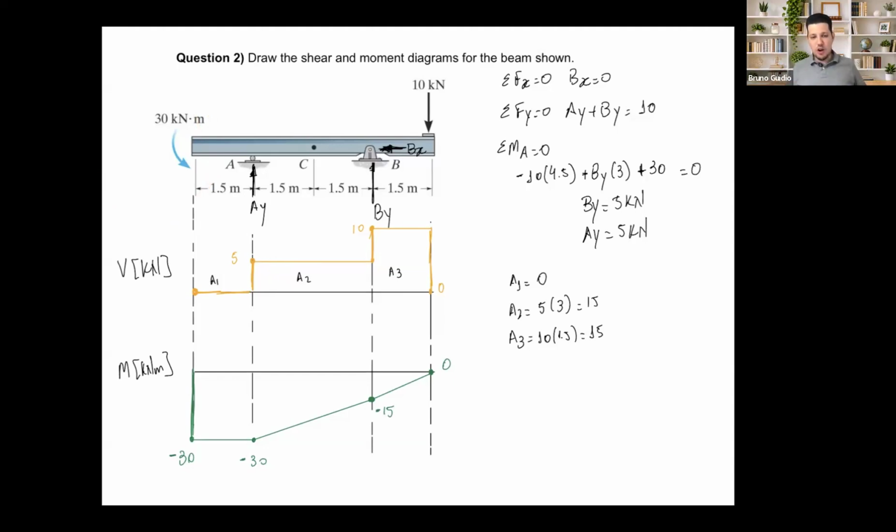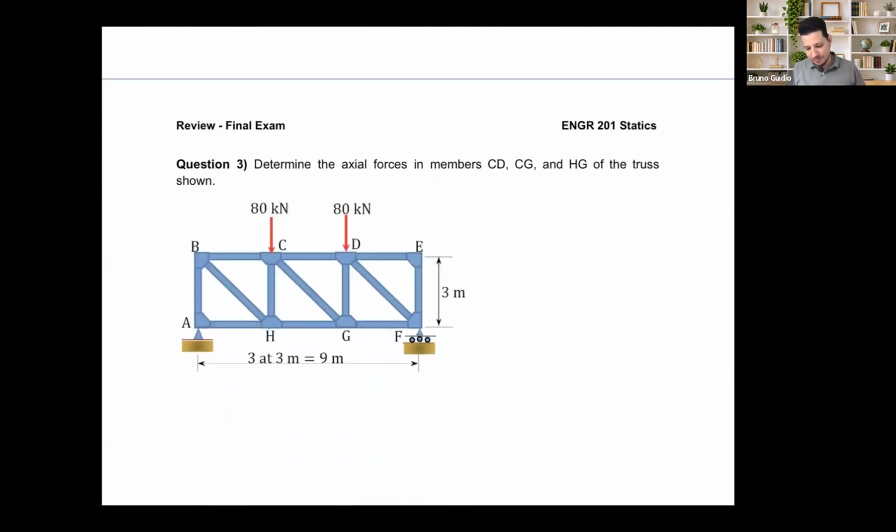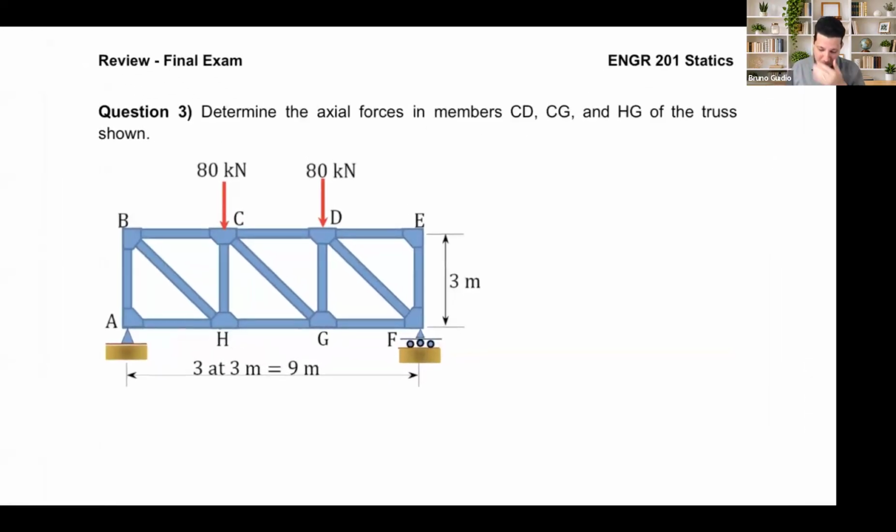Sounds good. So let's go to the next problem, which is, okay, the truss problem. Okay, so let me tell you a few things about the truss problem. In the class we learned two methods: method of joints and method of sections. In the final exam, I'm going to allow you to use any method. So if you want to solve by using method of joints, please do so. If you want to use the method of sections, please do so.